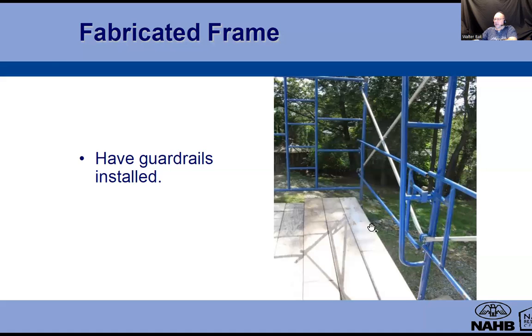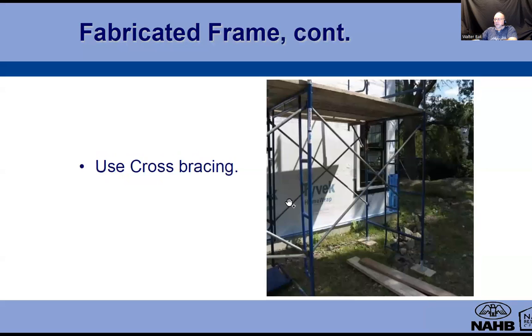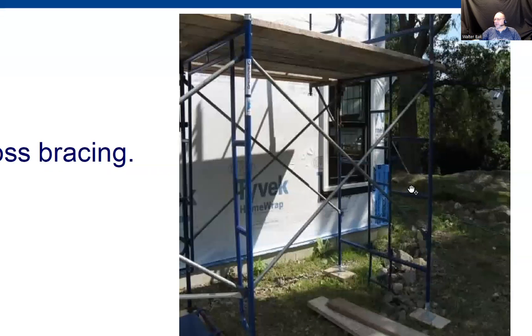You can't just have a platform and fall off that. Guardrails need to be installed. Right. Cross bracing. What's a cross bracing? It's these rails right here. This one here and that one here. All right. And they're joined right in the middle.